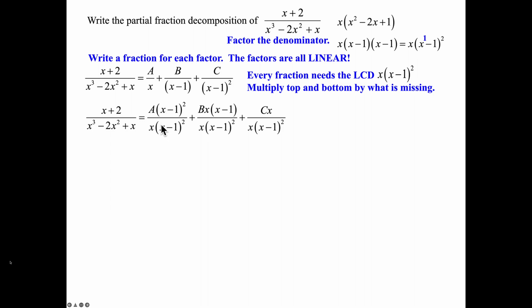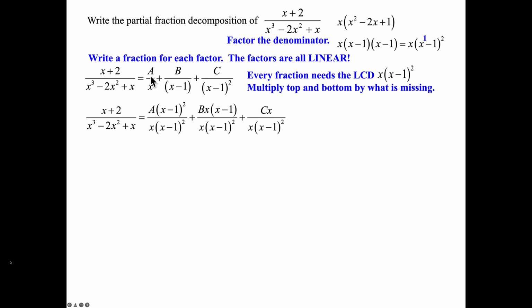And I multiply that to the top and the bottom. The binomial (x - 1) in the second fraction needs this x and another binomial. So I multiplied the top by x and the binomial (x - 1), and on the bottom I multiplied it to get my LCD. And my third fraction, I have the (x - 1) squared. I just need to multiply the x to the top and the bottom. So I did, and you'll see there's capital Cx.